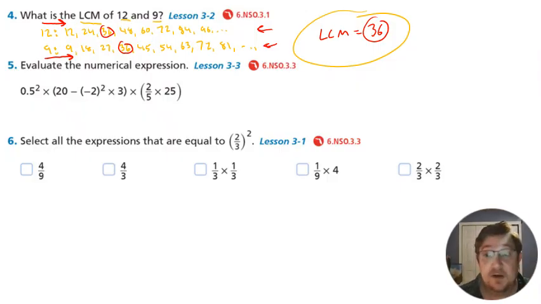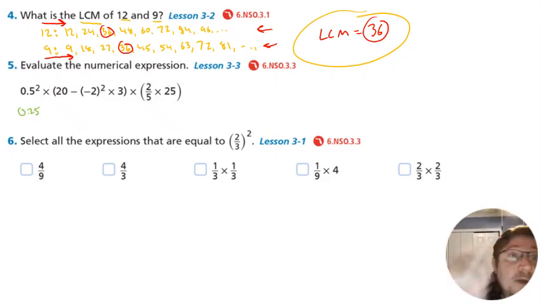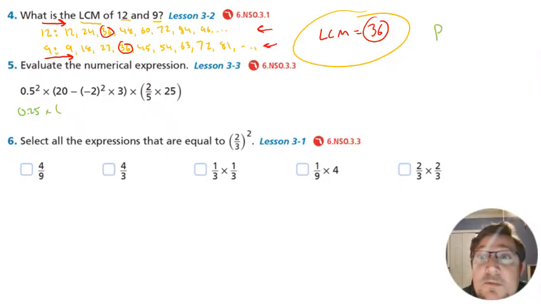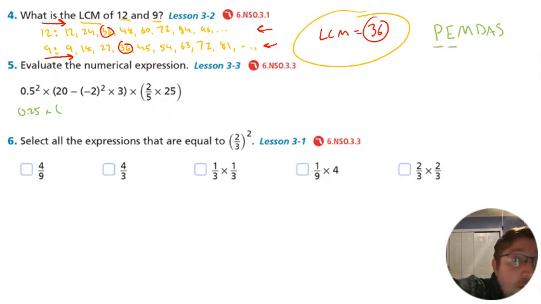But if you don't have a calculator, I taught you how to do this by hand, so you must do it by hand. So 0.5 times 0.5, what is half of 0.5? Well, that's 0.25. I'm going to do my exponents first, because remember, we're always going to use PEMDAS. We do what's in parentheses and exponents. So I have 20 minus negative 2 squared. Negative 2 times negative 2 is 4. I have a times 3.